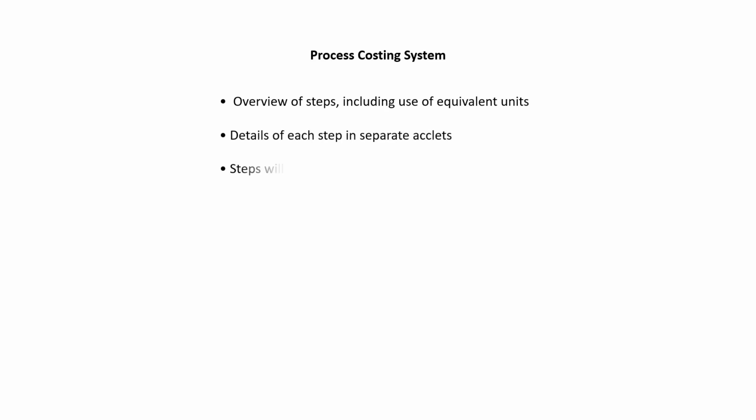In the previous ACLET, we introduced equivalent units, a handy tool for dealing with messy ending work in process, partway completed units of product. Now you'll see where we use equivalent units to track manufacturing costs through multiple departments. We'll start with an overview of the steps required in order to track manufacturing costs through one department. Then in separate ACLETs, we'll walk through the steps in detail using an example.